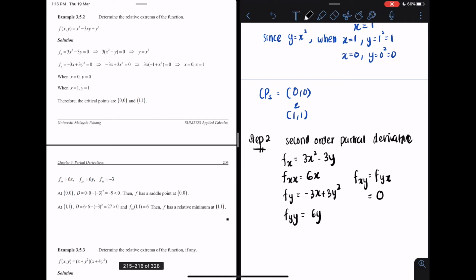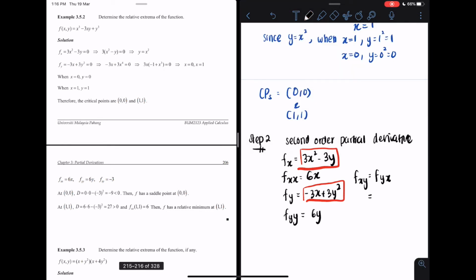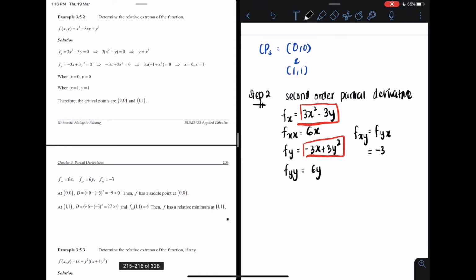Okay, it is actually wrong. It's not 0. I have to refer to this one or this one. It will give me the same answer, since we have a theorem that says fxy is equal to fyx. So in this case, not 0, by referring to fx or fy, fxy is equal to negative 3. Okay, step number 3.